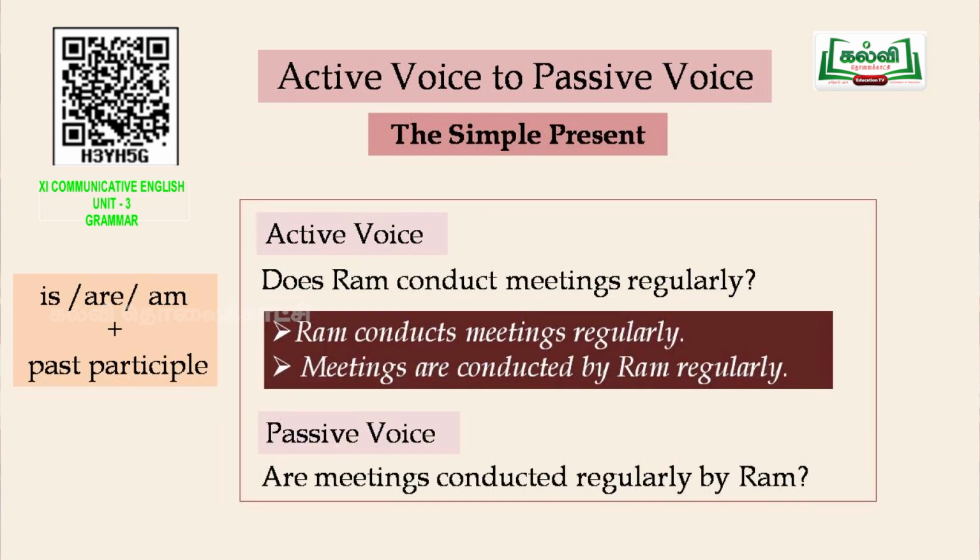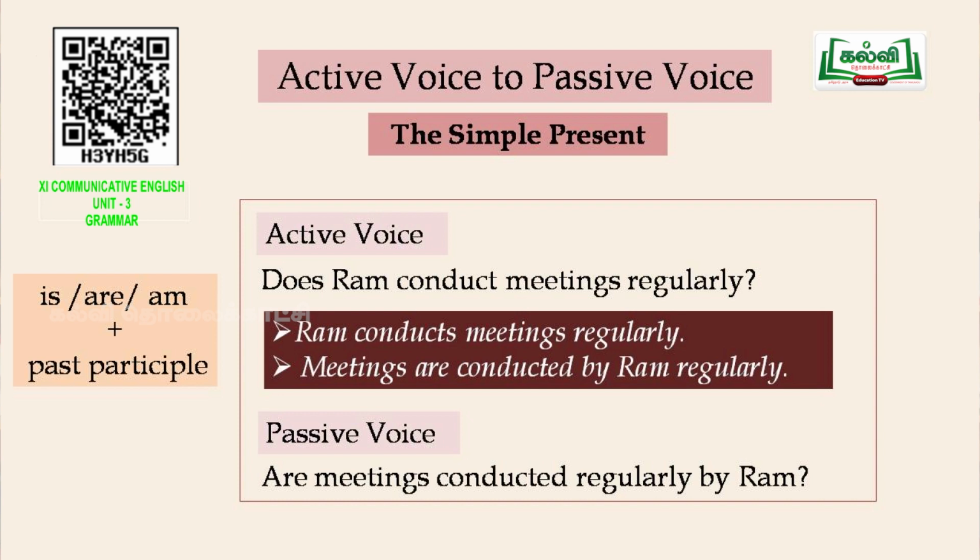Now one more sentence. Does Ram conduct meetings regularly? It has a question mark. Now I'll teach you some simple steps in order to arrive at the answer easily. So first convert it into a statement. Does Ram conduct meetings? It is of the simple present. So Ram conducts meetings regularly. Now convert it into the passive. Ram conducts what? Meetings. So meetings are conducted by Ram regularly.